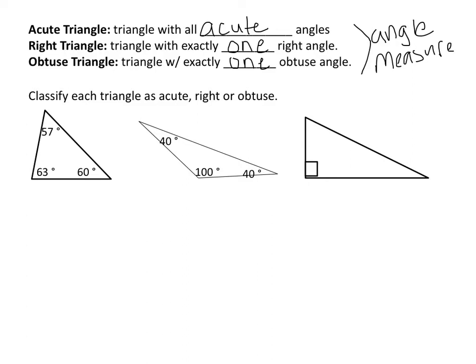If we look at our first one, we see 57, 63, and 60. Since all of those are under 90 degrees, this would be an acute triangle. In our second triangle, we have a 40, 40, but then we have a 100-degree angle. Since 100 is more than 90, this one is obtuse. On our third triangle, there's only one angle that's marked, but it's that square. So remember, that means it's a right angle. So this would be a right triangle.